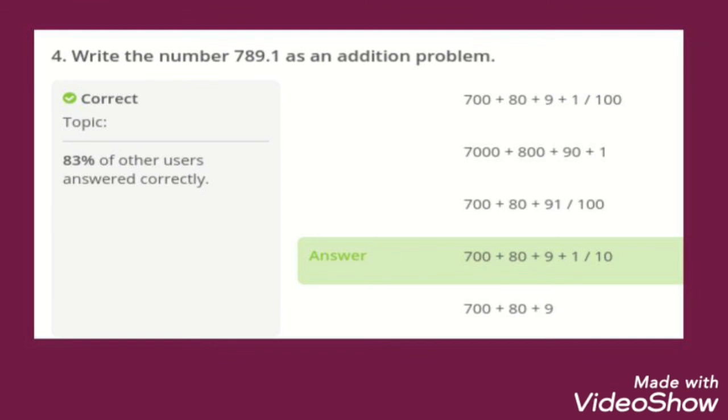It just comes down to it being 1/10. Is that 1/10 of a point, or is that 1/100th of a point? And it is 1/10 because it is in the 10th place, right? The 10th place is 0.1. The very first place is the 10th place after the decimal. So D is correct. 700 plus 80 plus 9 plus 1/10 is 789.1.